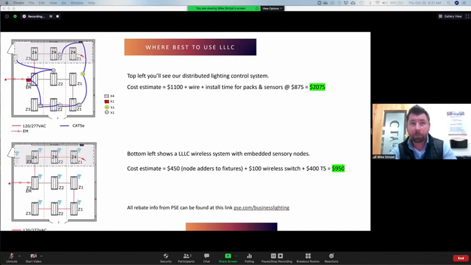I know multiple colleges are taking advantage of this because more colleges and universities are using flex spaces. Flex spaces are perfect for LLC because if you have furniture that's getting moved around and you need different scene control and different zones from week to week or month to month, it's easy to switch.